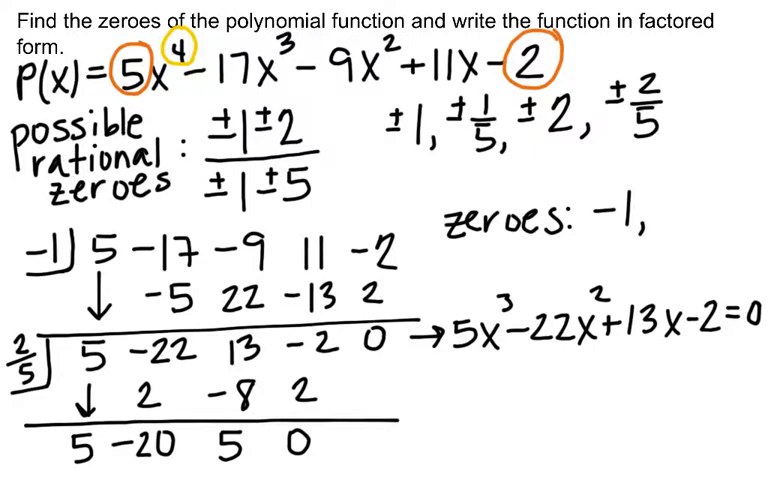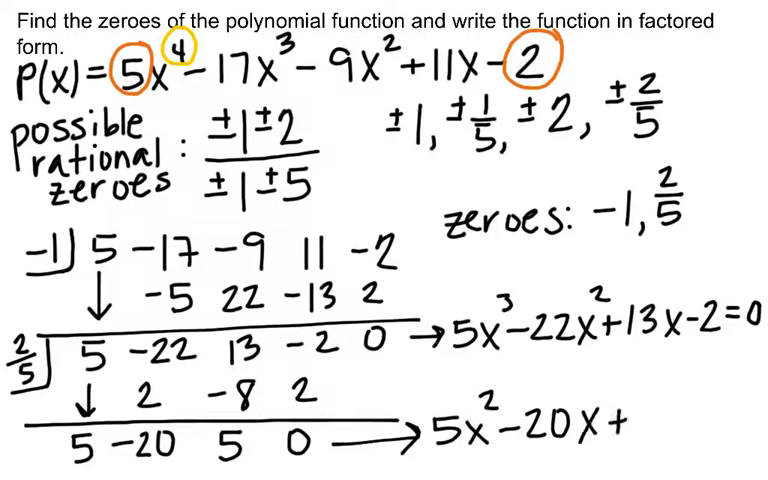So we can add that to our list. 2/5 is another one of the zeros. Now, looking at the bottom row of synthetic division, these numbers really represent 5x squared minus 20x plus 5. So now we need to set this equal to 0 and solve this equation to get our last two zeros.